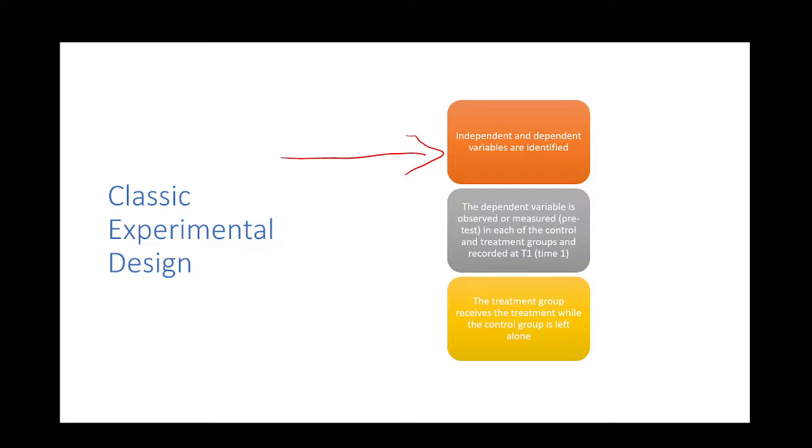Classic design, right? Your independent and dependent variables are identified. The dependent variable is observed and measured pre-test in the control group and the experimental or treatment group at what's called T1, right? The treatment group receives the treatment while the control group doesn't, or receives a placebo. Sometimes you'll do a placebo. Like in the example I gave, Sprite would be kind of a placebo.